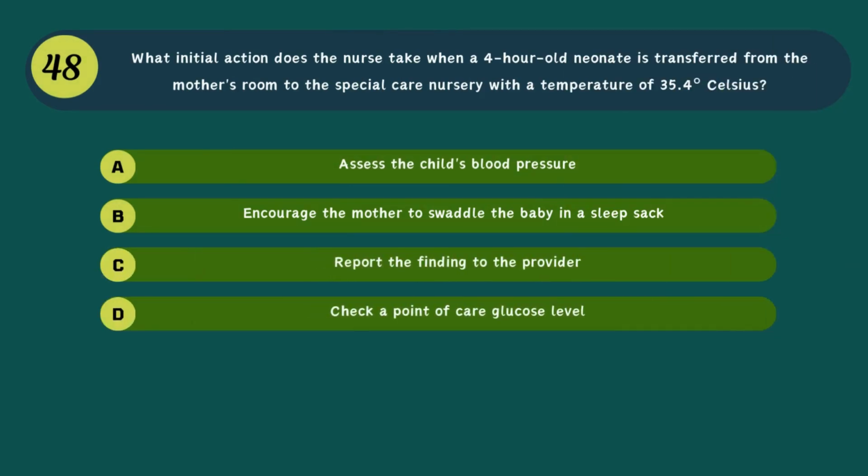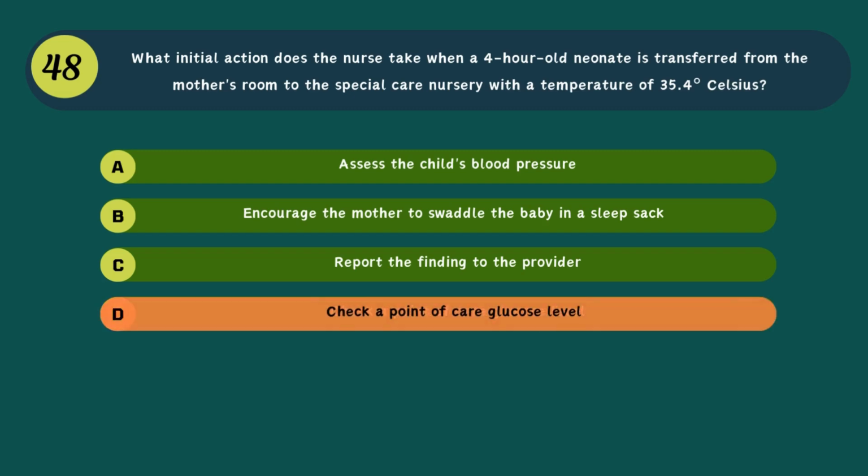Question 48. What initial action does the nurse take when a 4-hour-old neonate is transferred from the mother's room to the special care nursery with a temperature of 35.4 degrees Celsius? A. Assess the child's blood pressure. B. Encourage the mother to swaddle the baby in a sleep sack. C. Report the finding to the provider. D. Check a point-of-care glucose level. Correct answer. D. Check a point-of-care glucose level.